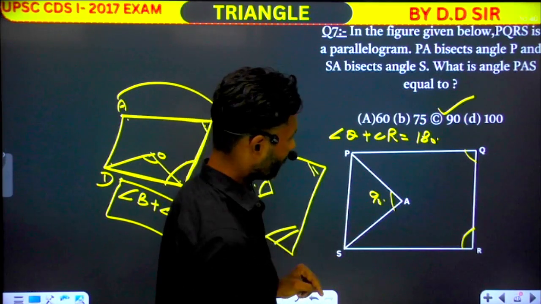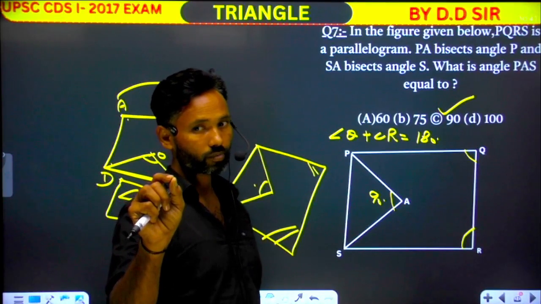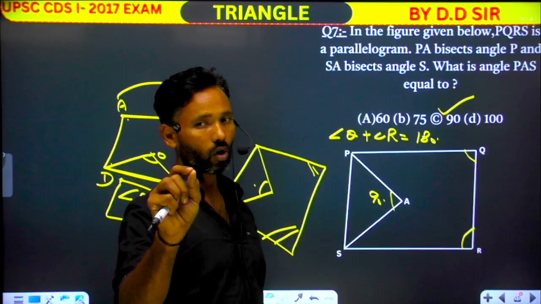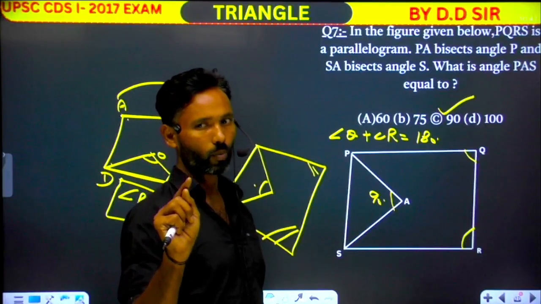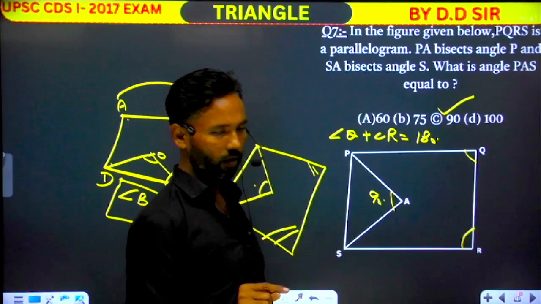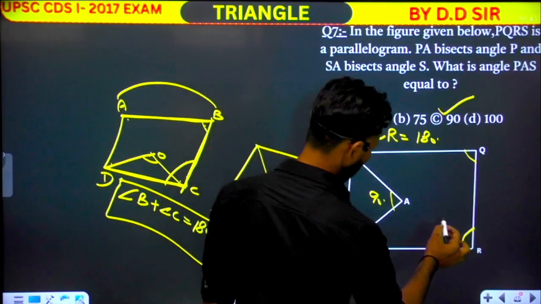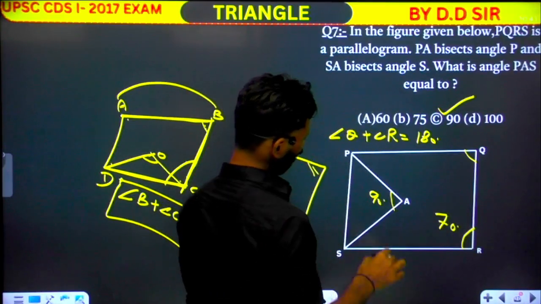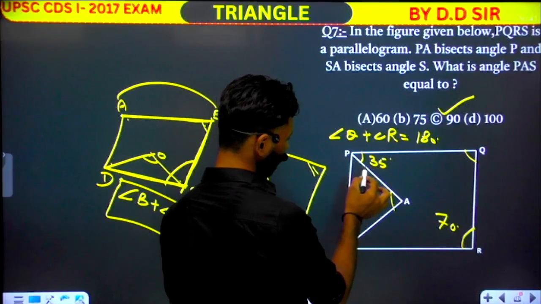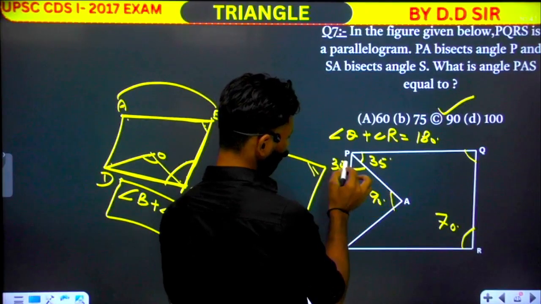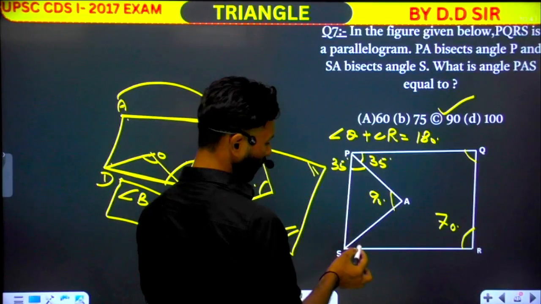I have one more method. If you don't know all these properties and you just know that opposite angles of a parallelogram are equal, then using only that property you can calculate the value of this angle. How? I'm going to tell you. Let's take the value of this angle as 70 degrees. Then P will be 70, which means this half is 35 and this one will also be 35. Now this angle is 70, so this particular angle will be 110.